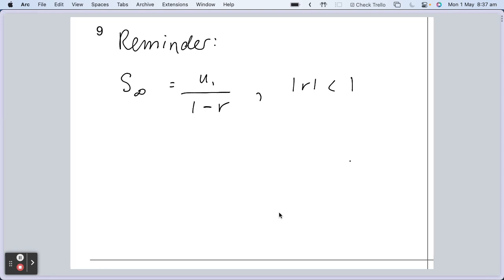And a reminder also that we can only talk about a sum to infinity equaling a specific value if the common ratio r is a fraction. So that absolute value of r less than 1 makes it a fraction. Could be negative 0.8 or positive 0.8 or whatever, but it needs to be a fraction. So that's the formula that was given to you on Friday, and the why was also given to you on Friday.